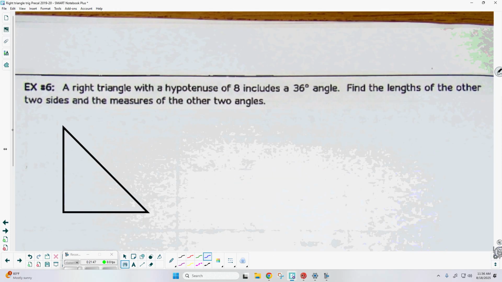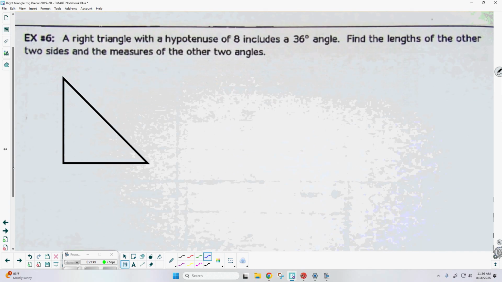Well, let's go ahead and start looking at some applications here. Number 6, a right triangle with a hypotenuse of 8. Let me go ahead and start to fill this in. I'm a very visual learner, so if there's not a picture, I like to go ahead and draw one. That helps me see and make sense of what's happening. And we have an angle that's 36 degrees. How about we make that the upper angle this time? It says find the lengths of the other two sides and the measures of the other two angles.